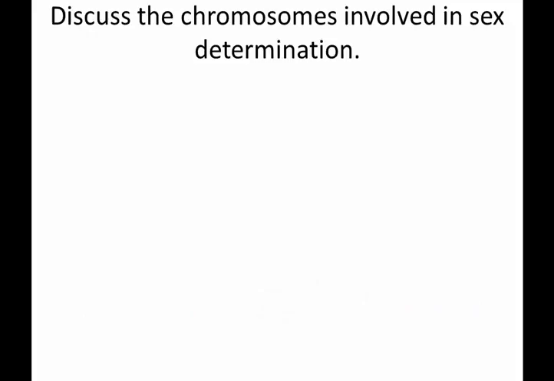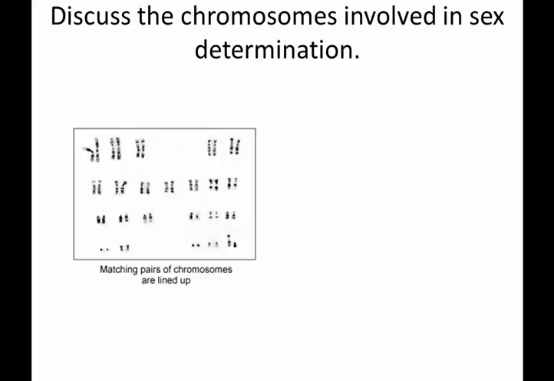Now let's discuss the chromosomes involved in sex determination. Again, we looked at the karyotype earlier on, and we looked at the first 22 pairs, which are autosomes. They hold all the genes that ultimately code for the various traits of the person. The final 23rd pair are the sex chromosomes. These determine the sex of the offspring.